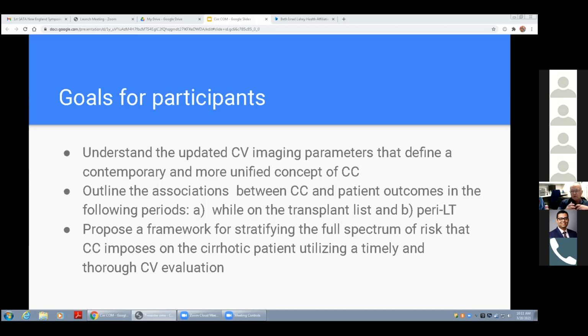I also want to propose two things. First, a framework of risk stratification that looks at the full spectrum of risk, not just the upper limits of risk, for our patients presenting for transplantation. Second, a more comprehensive cardiovascular evaluation at the time of transplant, so that we can better optimize their treatment during transplant and better understand the natural history of cirrhotic cardiomyopathy, both before and after transplantation.